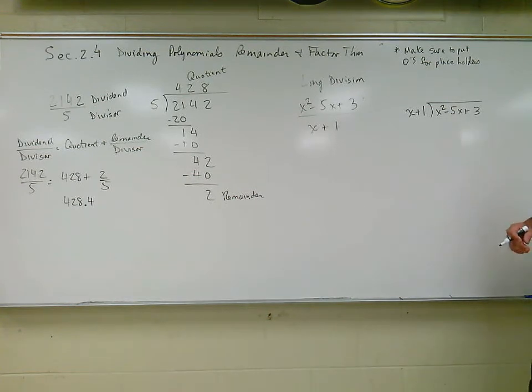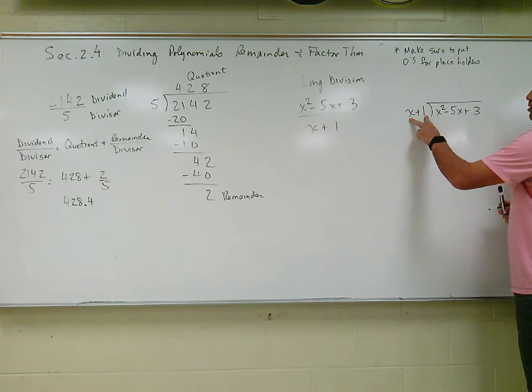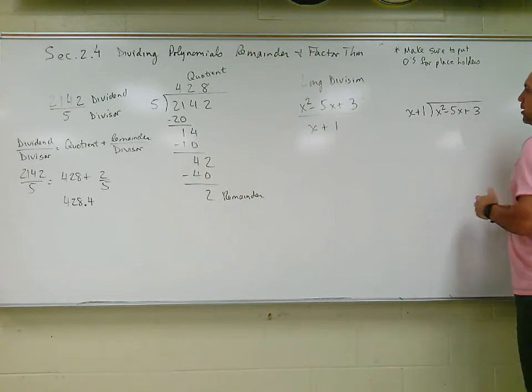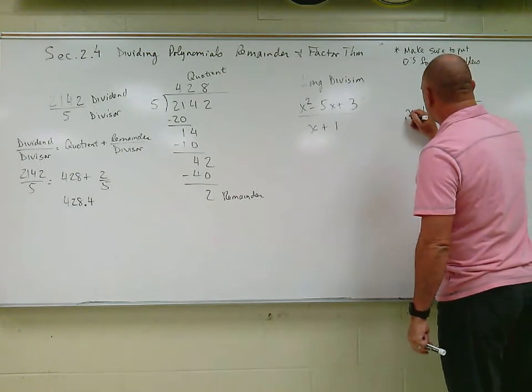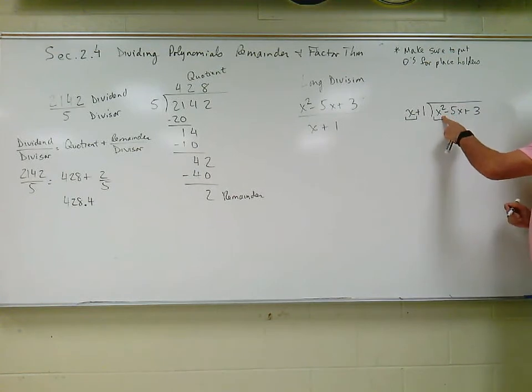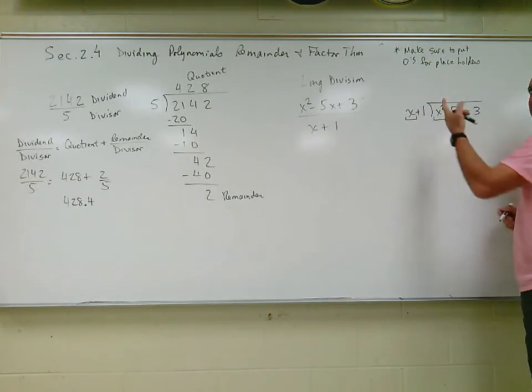Now, basically what we're going to do is multiply this x plus 1 by something, and it's going to go under here. Okay? But all I do, my eyes just go to this and this, the first piece here and the first piece here. And I just ask myself, what times the x will give me x squared?